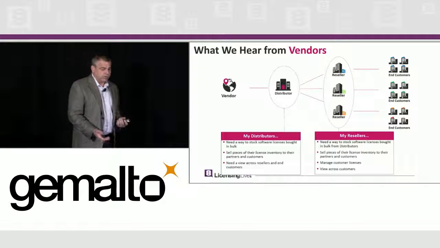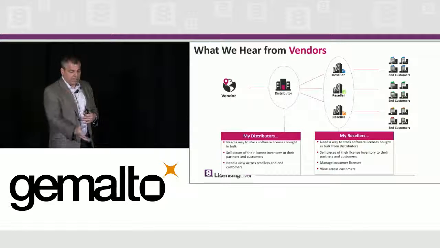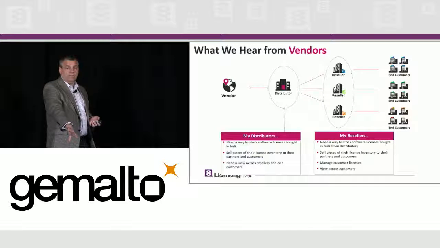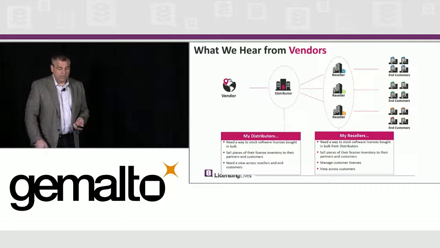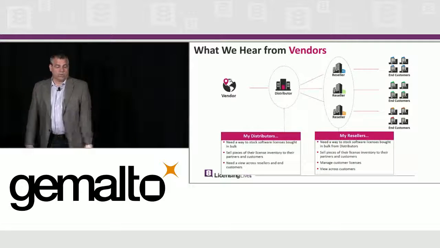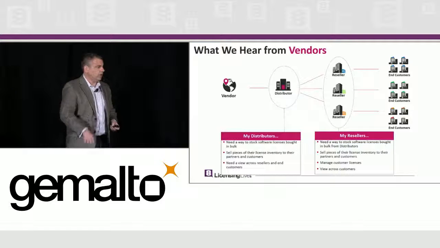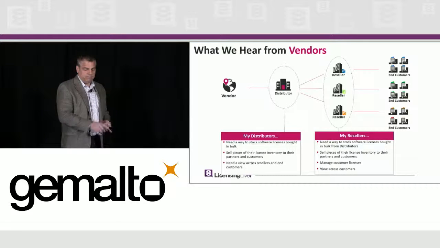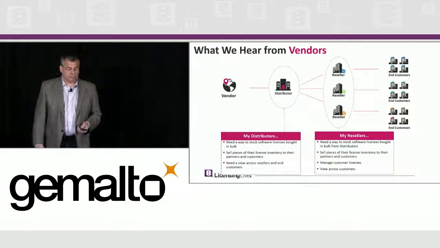So what we heard is distributors, what do they need? They need the ability to buy software licenses in bulk from the vendor and then sell pieces of those licenses off to resellers or maybe even end customers. And of course, they want to view across those resellers, right? So a guy that works with a distributor wants to know what reseller A, B, and C have for licenses, and what's active and maybe what's not.